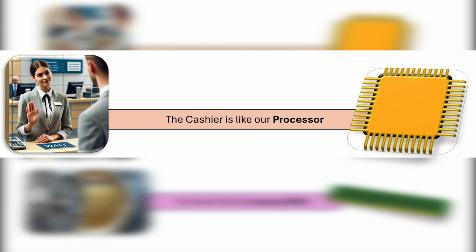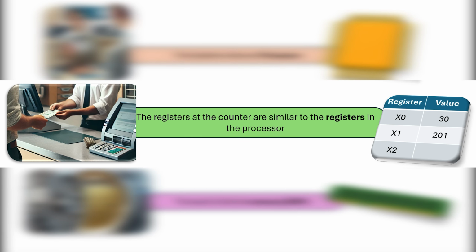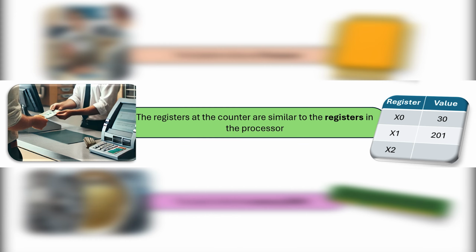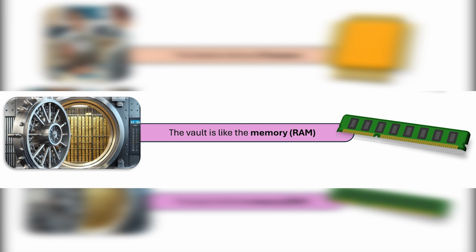In this case, the cashier is like our processor. The registers at the counter are just like the registers on our processor. They hold a limited amount of data, whereas the vault, just like our RAM, holds all the bulk data and the programs.